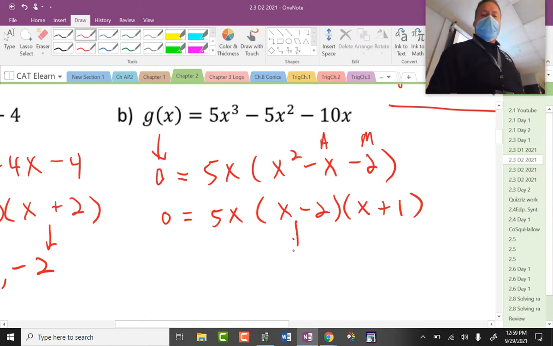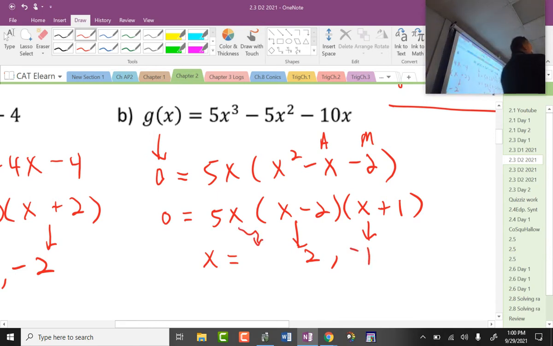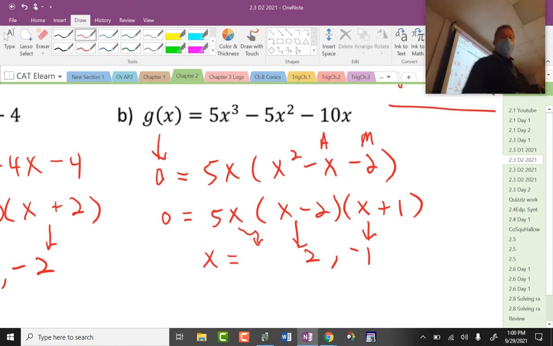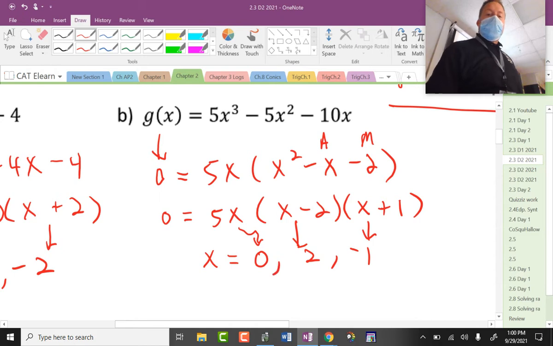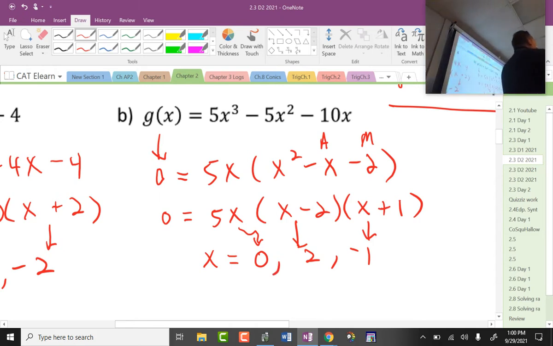What is this as a 0 then? Let's take that middle one first. What does x equal? And then everyone forgets about this one. I'm doing this on purpose to make a point of this one. Do you know what x equals for that one? 0. That is actually a number. That is actually a different x-intercept than 2 and negative 1. So we need to not lose this one.